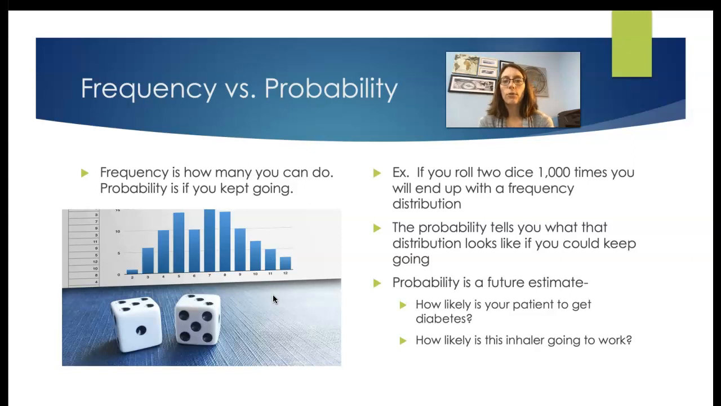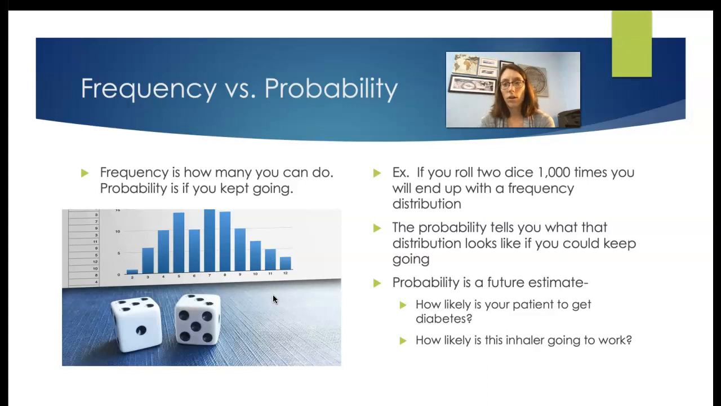That also brings us to frequency versus probability. Frequency is how many you can do. Probability is if you kept going. We kind of talked about this already. So for example, you roll a die or dice 1,000 times. You end up with a frequency distribution. We know for a fact what your answers were when you kept rolling that dice. Probability tells you what that distribution looks like if you could keep going.